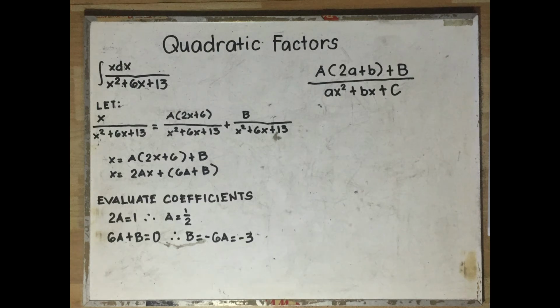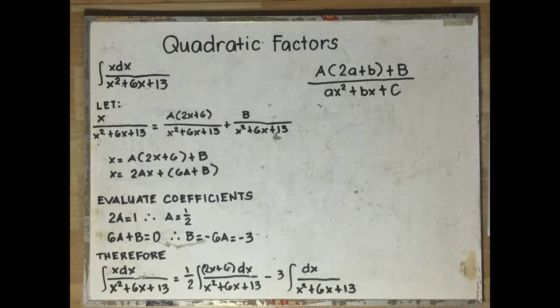So we have 2a equals 1. Therefore, a is equal to 1/2. Since we don't have a constant from the left side of our equation, we're automatically equating 6a plus b to 0. So we have 6a plus b equals 0. Therefore, b is equal to negative 6a. Then, substituting the value of a that we already determined, we have b equals negative 3.